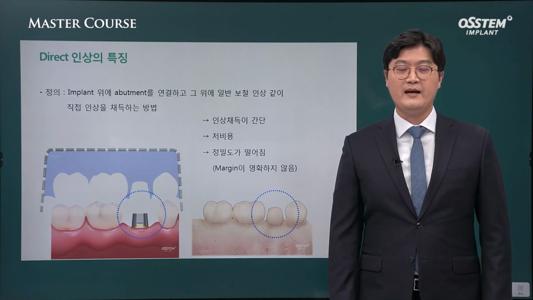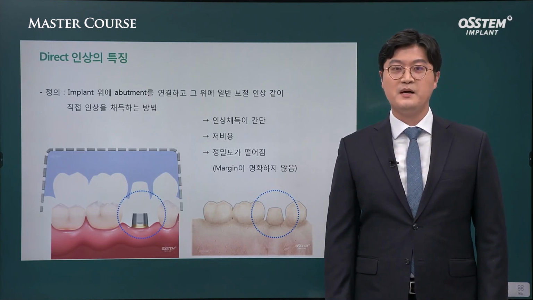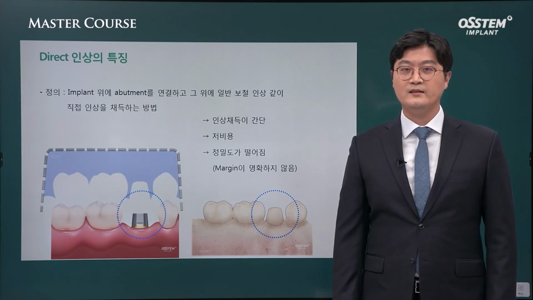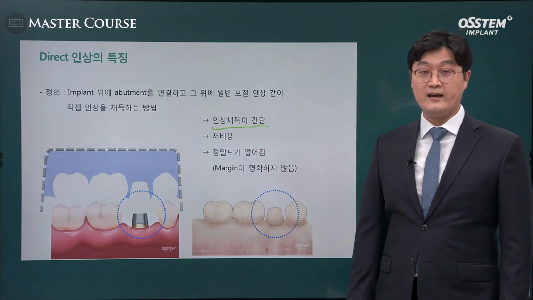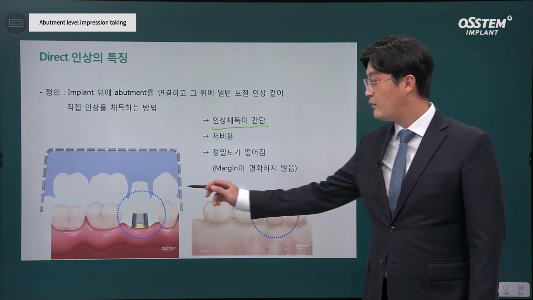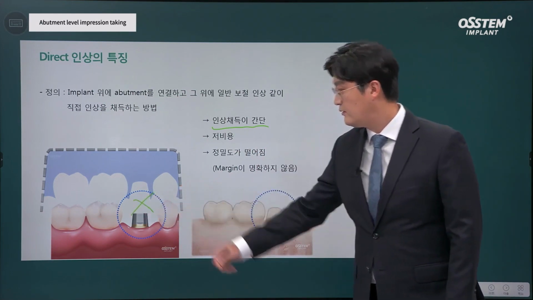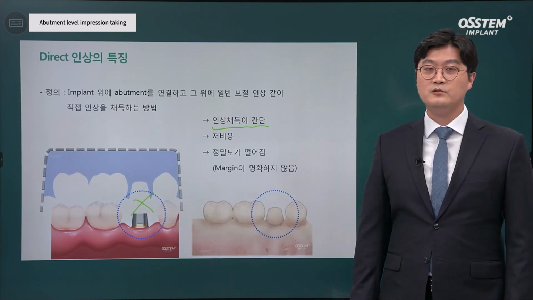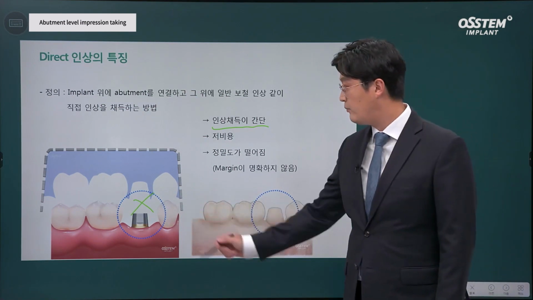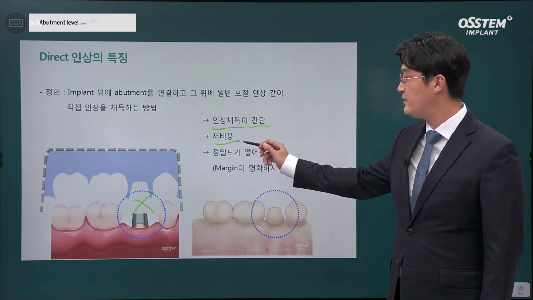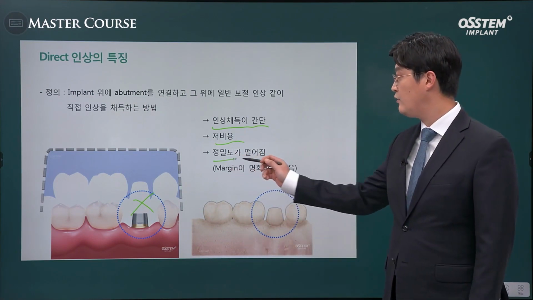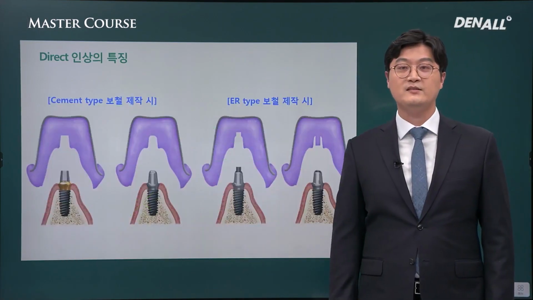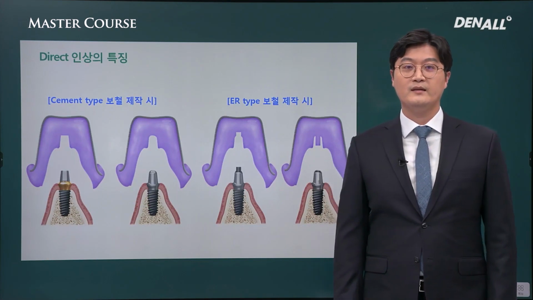Direct impression taking, in general, is the same as natural tooth impression taking. The impression taking is very simple. Unlike the indirect method, a plastic cap is not needed, and the stock lab analog is not required. Therefore, the cost is low. However, it's very difficult to capture the margin, so accuracy is lower.